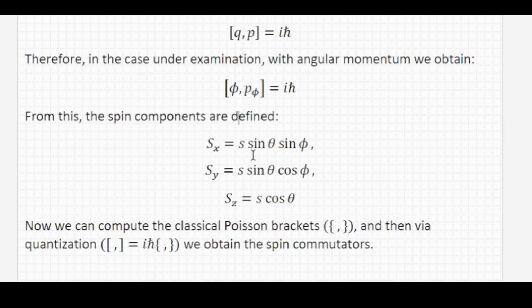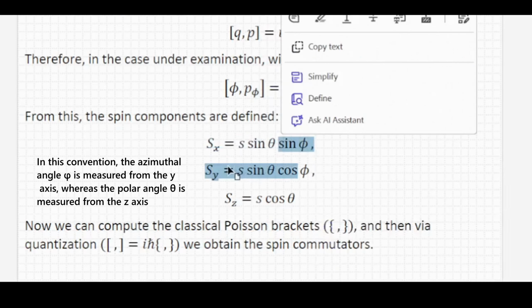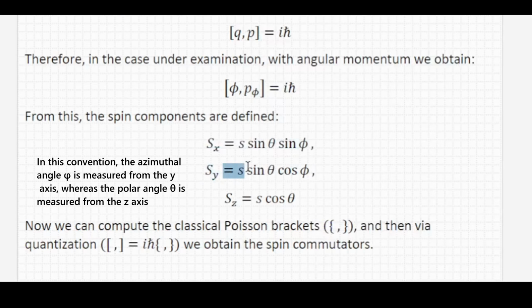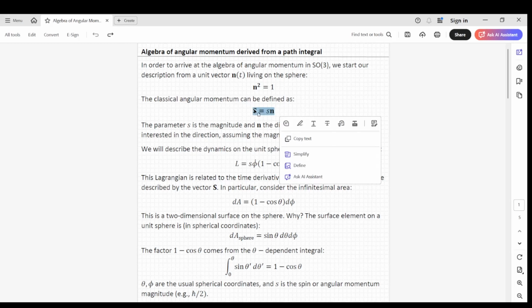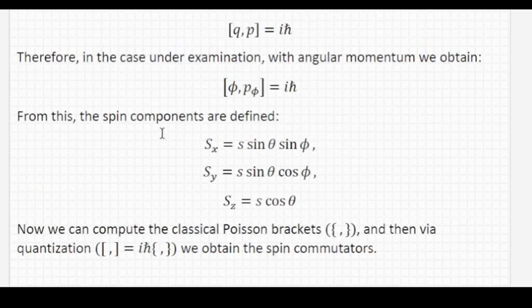Now we define the so-called spin or angular momentum components, if you want. So we have s sub x equal to s times sine theta sine phi, s sub y equal to s times sine theta cosine phi, and s sub z equal to s cosine theta. So basically it's the same vector that we had defined in here, but we rewrite it in polar coordinates.